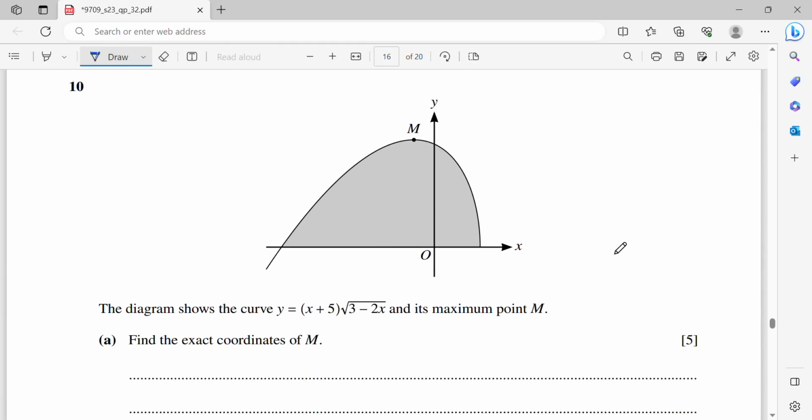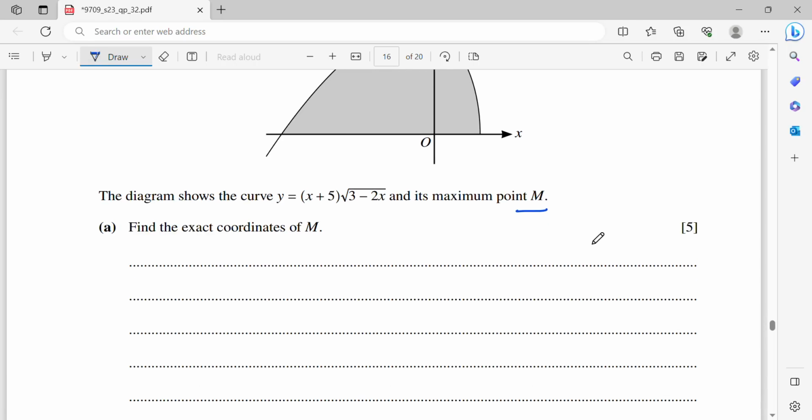Now, the next question is question number 10. The diagram shows the curve and its maximum point M. Find the exact coordinates of M. So, maximum point happens when dy/dx equals 0. So, now y equals x plus 5. Now, the square root I can change to degree half of the term.